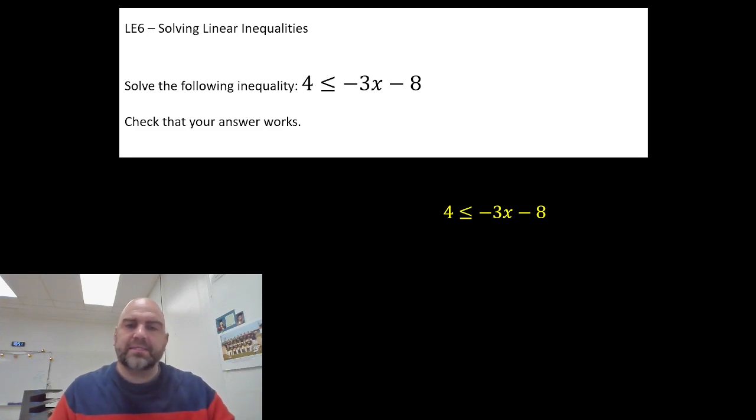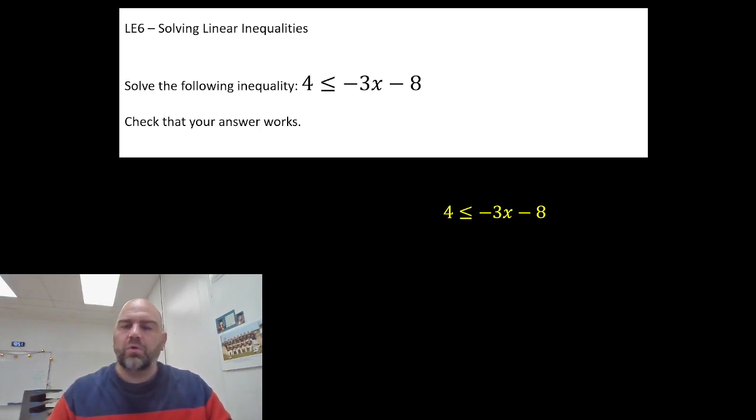Let's take a look at this example here, which deals with an inequality, specifically a less than or equal to sign in this case. And we're going to try to solve this inequality, and then we can check our answer to make sure that it works. I'm not going to go through the check the answer portion. You can do that on your own, or you can reach out to me and we can talk about it a little bit.